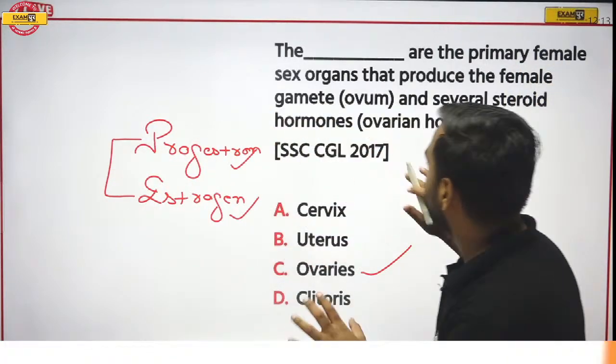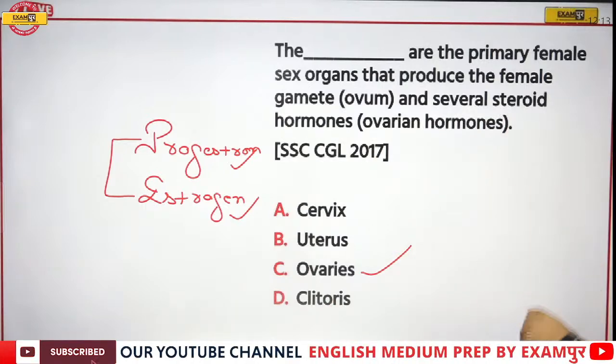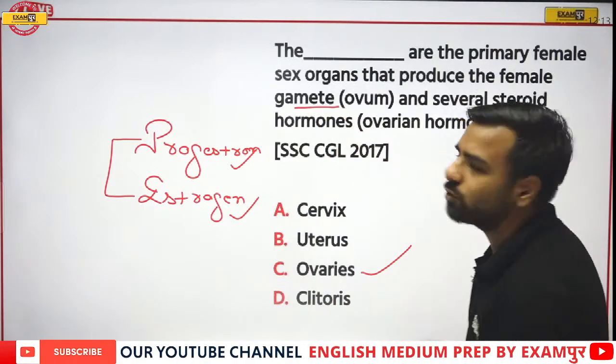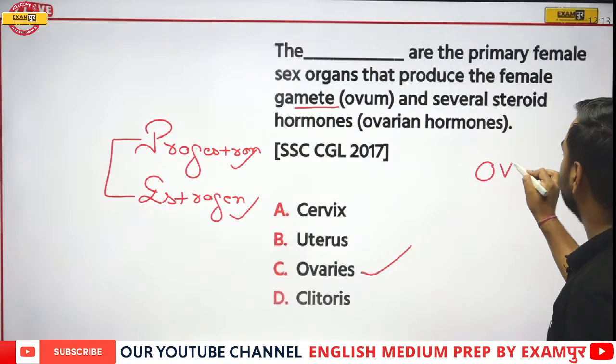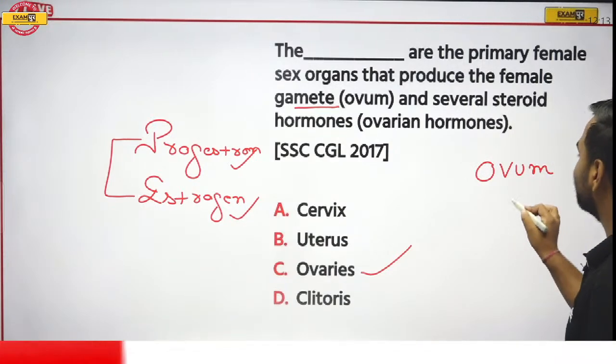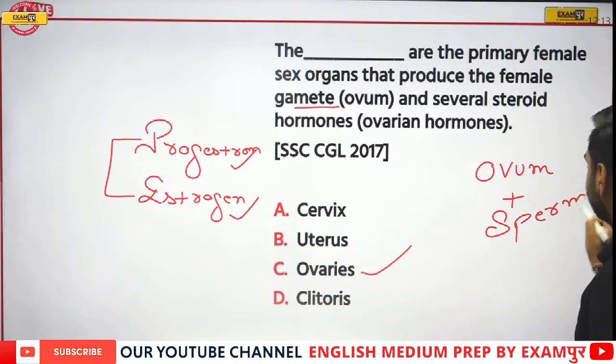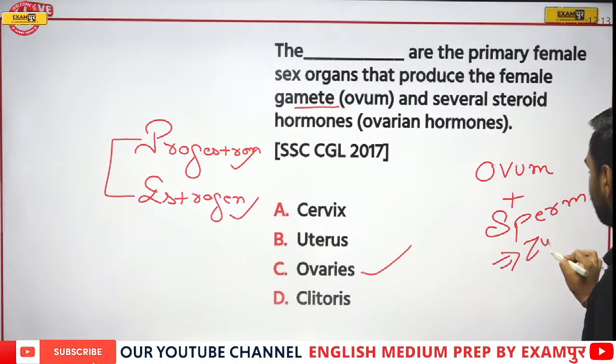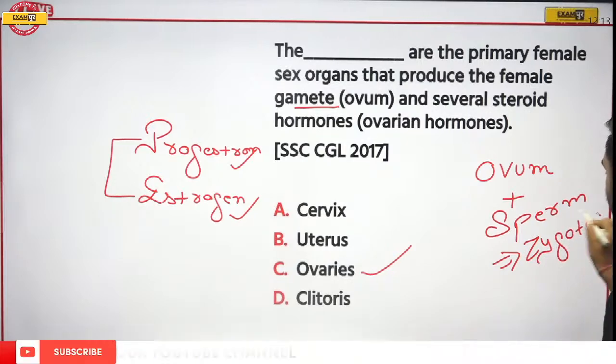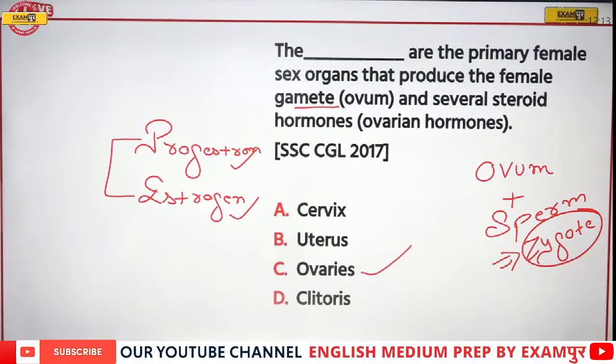So yes, we were talking about this part. So it would be ovaries, from where we get a female gamete, that is ovum. If I talk about fertilization, from here we get the egg cell, which combines with the sperms, and they give birth to the child. And here we talk about the fertilization process, that is zygote. So yes, ovaries was the correct answer.